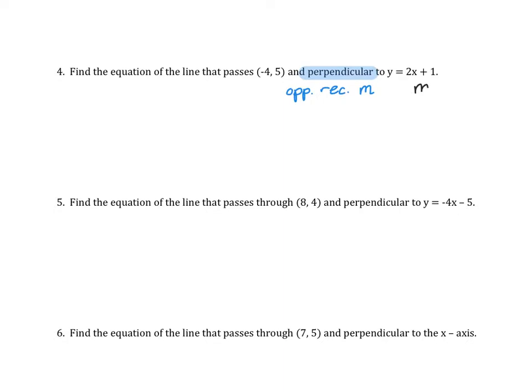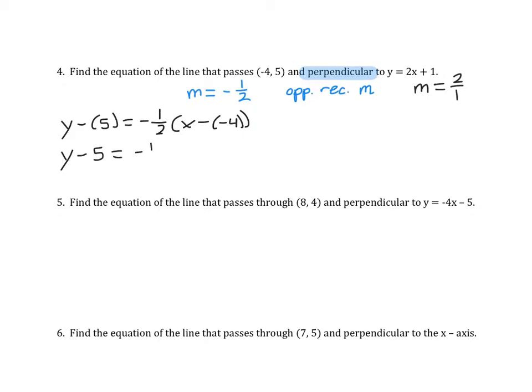So I see that this line has a slope of 2, and it might be helpful to write it as 2/1. So I know that the slope of my perpendicular line will be the opposite reciprocal. So again, this is positive, so this becomes negative, and then 2/1 becomes 1/2. So now I have everything I need. Let's use point slope again. So y minus y1 equals m (-1/2) times x minus x1. So I have y minus 5 equals (-1/2) times x plus 4.